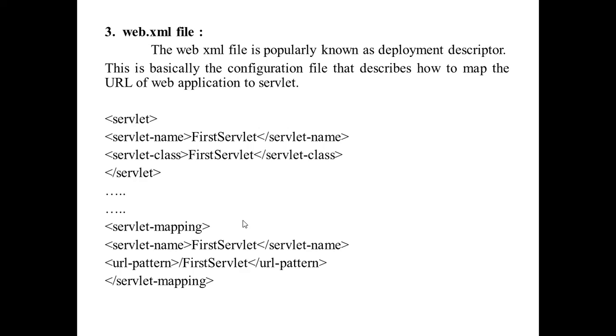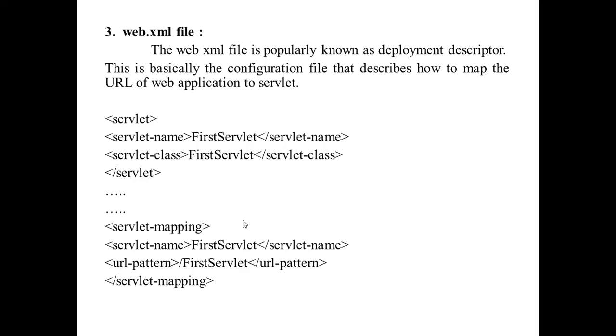The web.xml file is popularly known as a deployment descriptor, and this is basically a configuration file that describes how to map the URL of the web application to the servlet. Means for a servlet program we need to map the URL of the web application to the servlet, and for that purpose we need to create a .xml file.